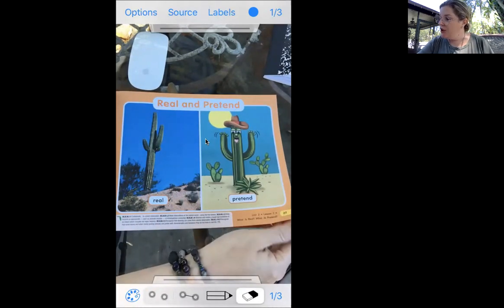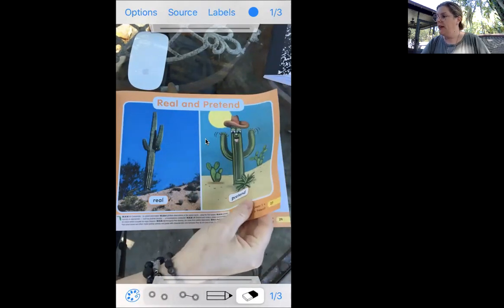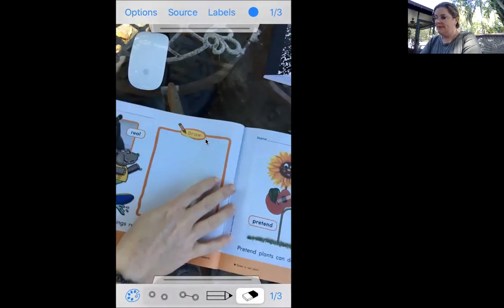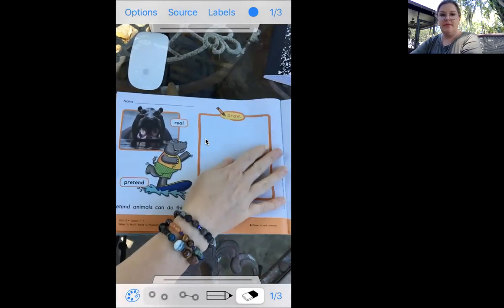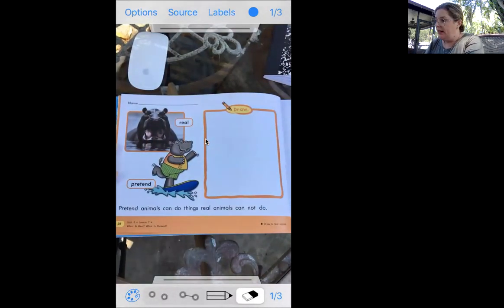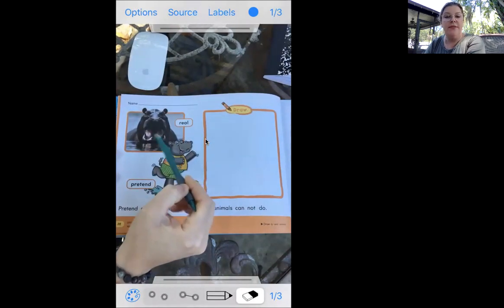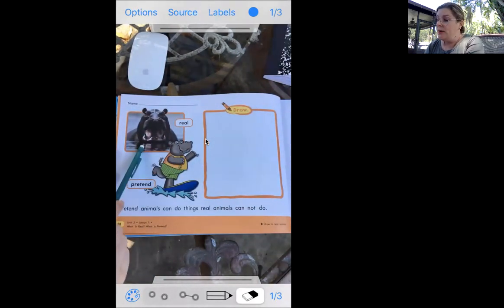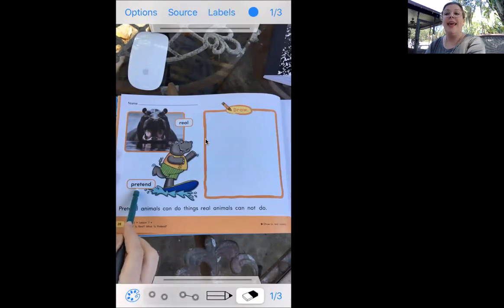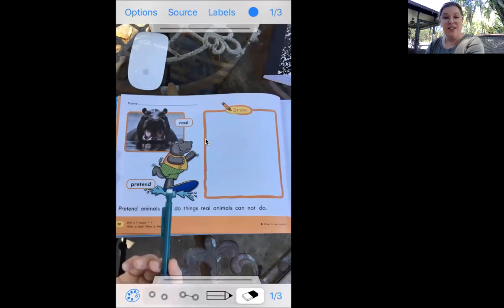Go ahead and turn the page, and we're going to go to page 28. Now, if you look at this photograph of a hippopotamus, that is a real photograph of a real hippopotamus. And then if you look at this hippopotamus, it is a pretend hippopotamus because, well, hippopotamus, they don't surf and they don't wear clothes either. So I know this has to be a pretend hippopotamus.